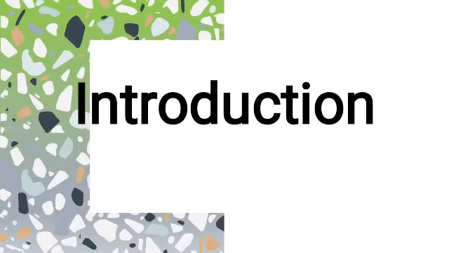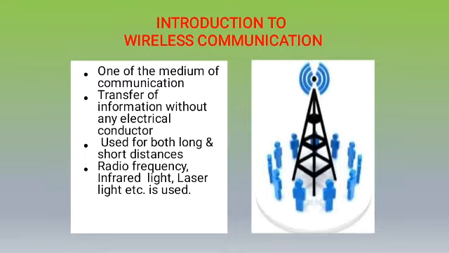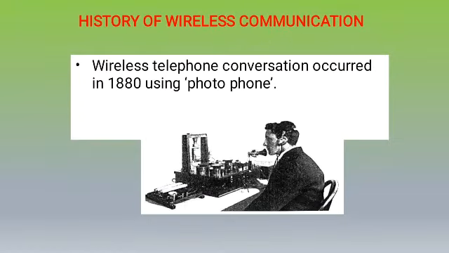Let me start with the introduction to wireless communication. What is wireless communication? It is a medium of communication used to transfer information without any electrical conductor, and it is used for both long distance as well as short distance communication. It uses radio frequency, infrared light, laser light, etc. The history of wireless communication started with a wireless telephone conversation in 1880 using the photophone.